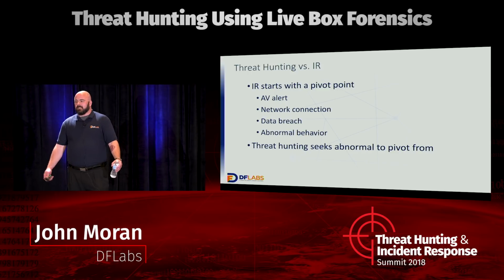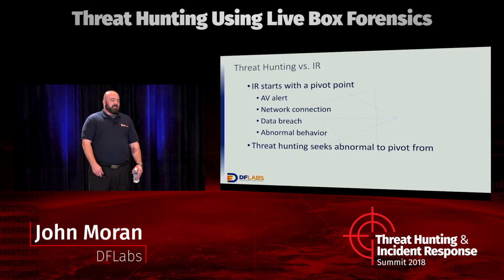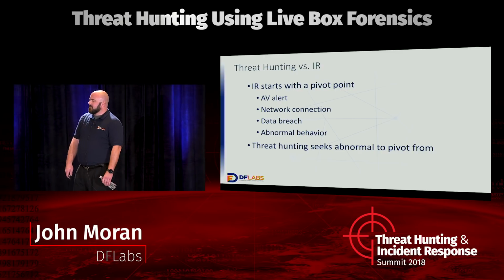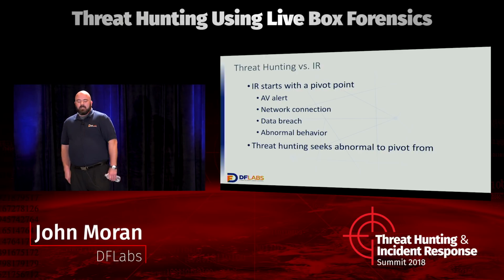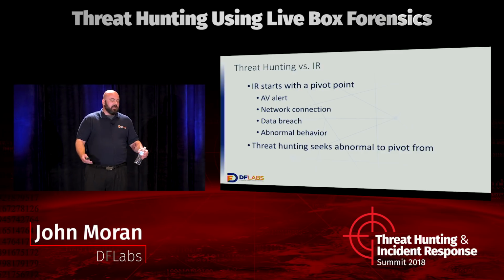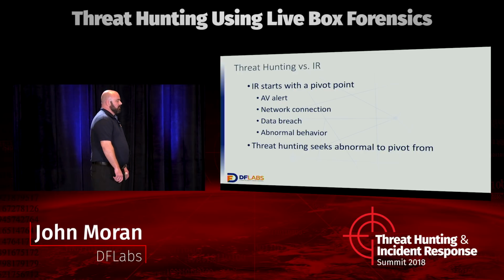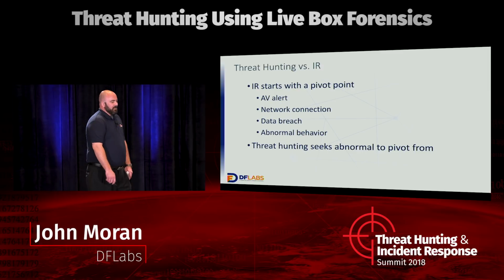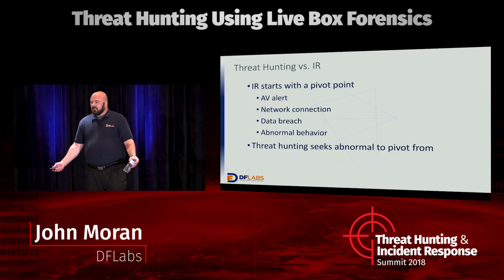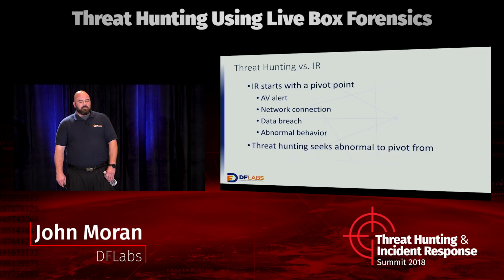When you're doing an IR investigation and you're going to do live forensics as part of that, you've got that pivot point. Maybe it's an AV alert. Maybe something alerted on a data breach. Maybe you've got an IDS alert, right? You've got that pivot point to work off of, and you can work from there. In threat hunting, we're looking for that pivot point. So we don't know that there's an alert. We don't know that there's an incident. We're looking for that sign of something that's abnormal so that we can go from there, and then the IR starts. So there's a lot of crossover between the two.